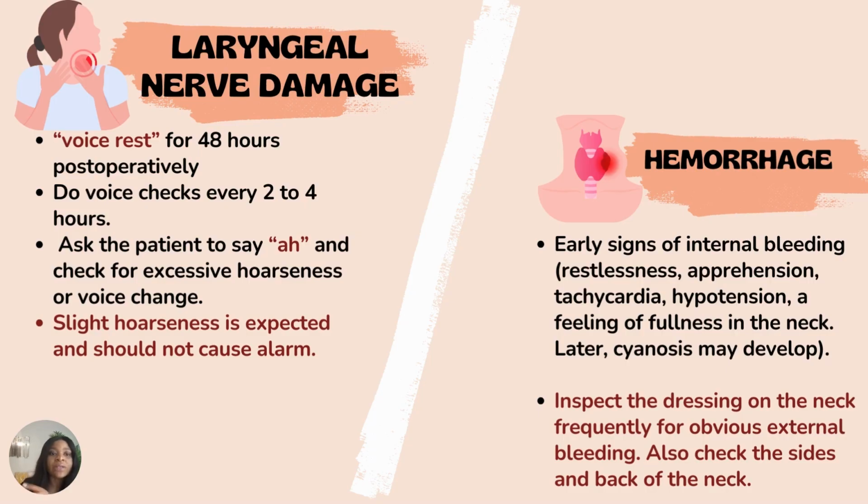We're going to start with laryngeal nerve damage. Pretty much it's most likely that while the doctor was in there taking out a portion of the thyroid, they probably nicked the nerve a little bit. But trust me, out of all the complications we're going to talk about, this is the least of your concern. All the patient really needs is voice rest for the next 48 hours or so. Just tell them not to try to talk much, just be chill and keep quiet, pretty much. However, every 2 to 4 hours, you go to the patient's room and do a voice check. You can tell them to say, ah, and what you're looking out for is, do they have excessive hoarseness or voice change?